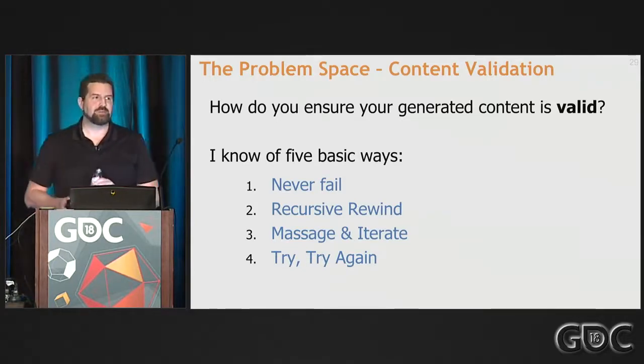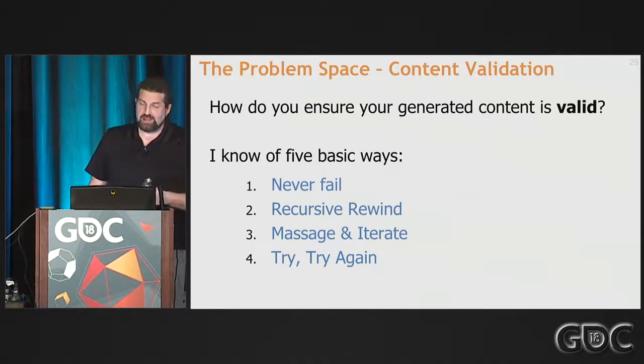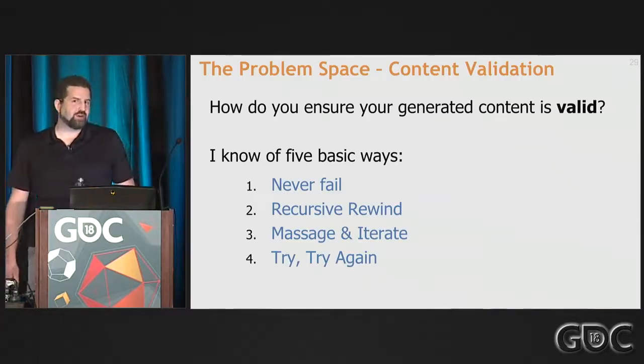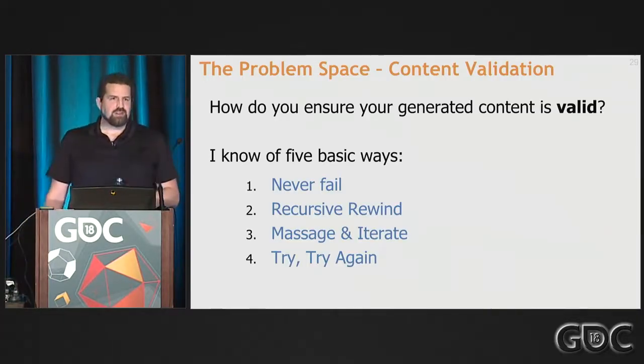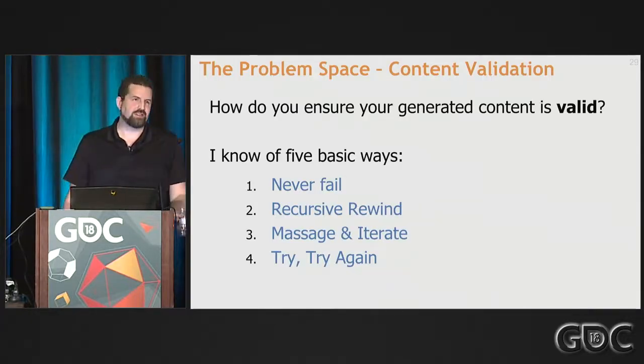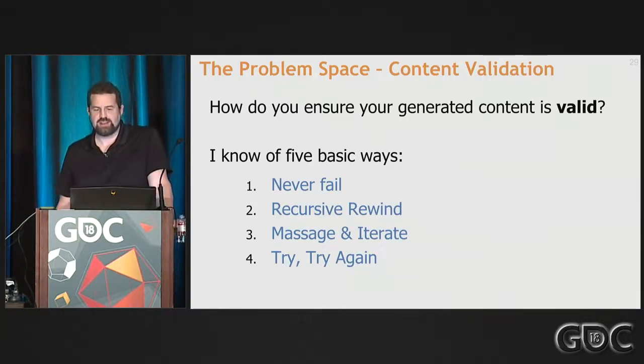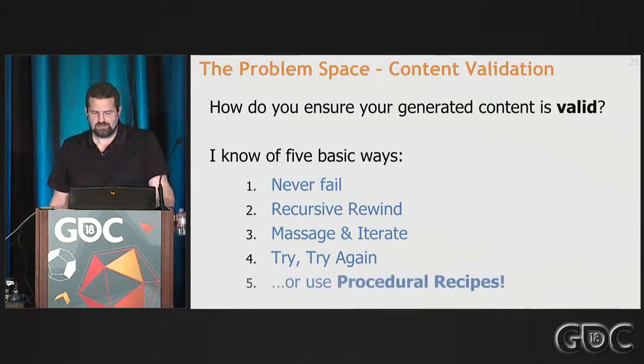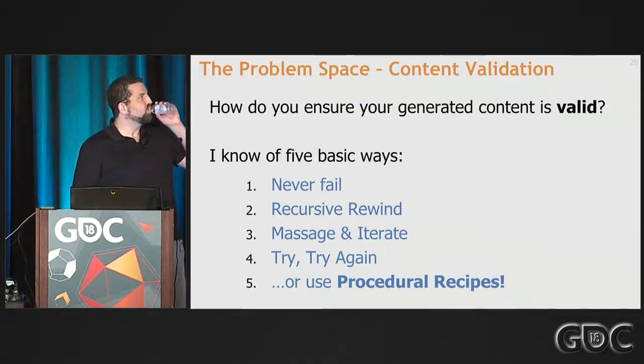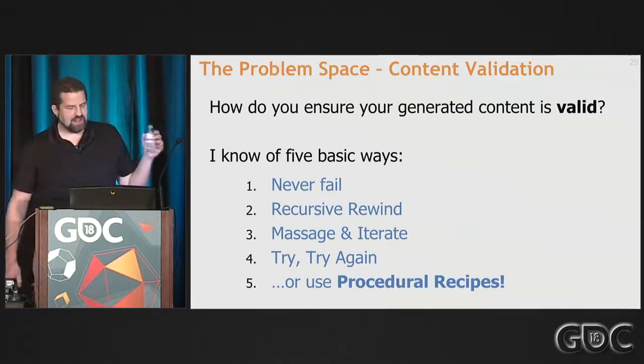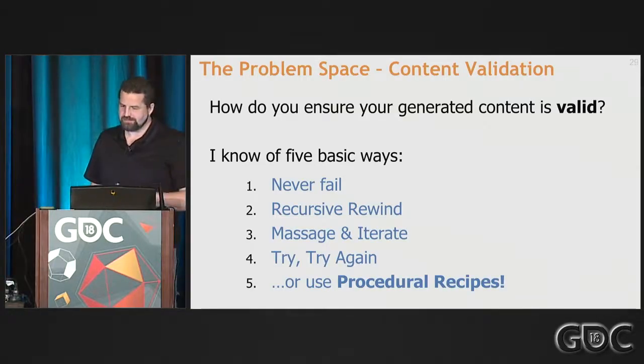Keep trying until you get something good. That works if you can generate pretty quickly, and also if your rate of success is reasonably high, right? If it takes you 3 seconds to generate something, or even half a second, and you have to have 100 tries, that may not be a real-time solution. And lastly, today's topic, procedural recipes.